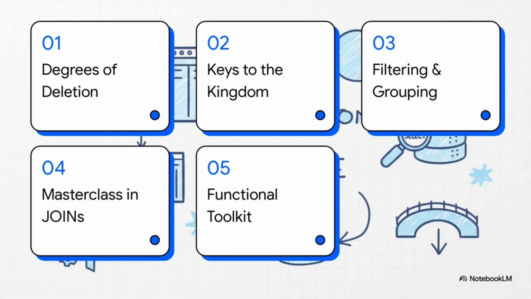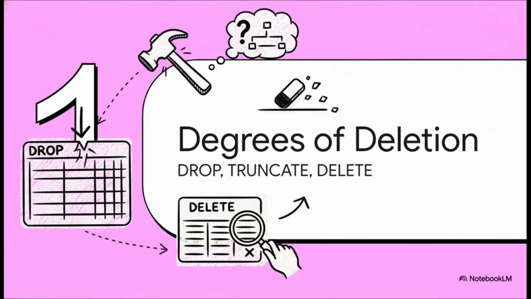So here's our game plan. First, we'll hit the 3 different ways to delete data. Then, we'll get into the keys that hold your whole database together. After that, it's all about mastering how to filter and group your data with surgical precision. Then, of course, a masterclass in the all-important joins. And we'll finish up by adding some seriously powerful functions to your toolkit. Let's do this. First up, drop, truncate, and delete.